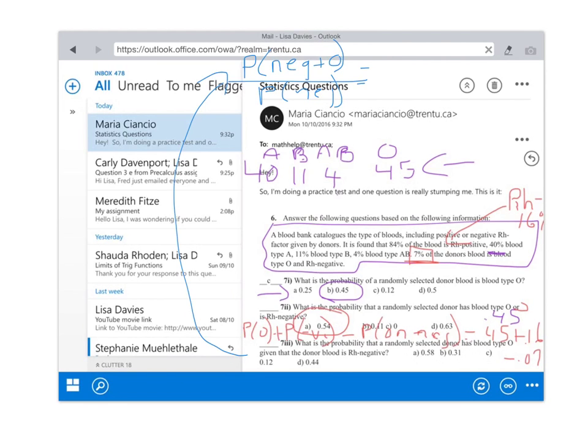The probability of it being negative and type O is 0.07 from the question. And the probability of it being negative is 0.16. If you divide the two of those, you're going to get 0.44, which is one of your choices there. And that's why you get different answers for each of these three questions. So I hope that's clear.